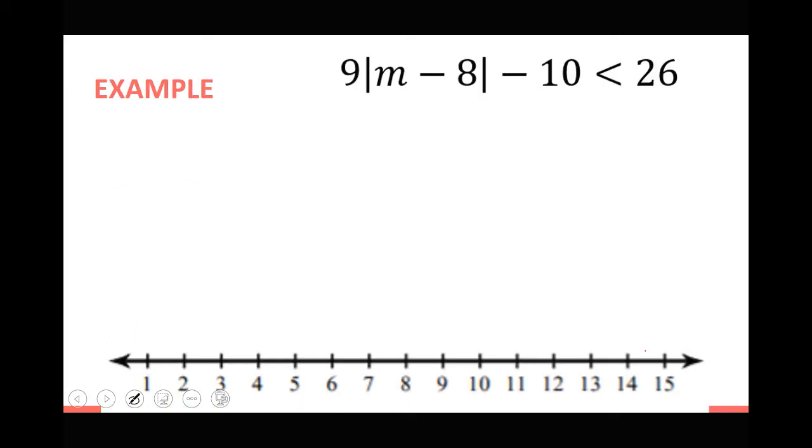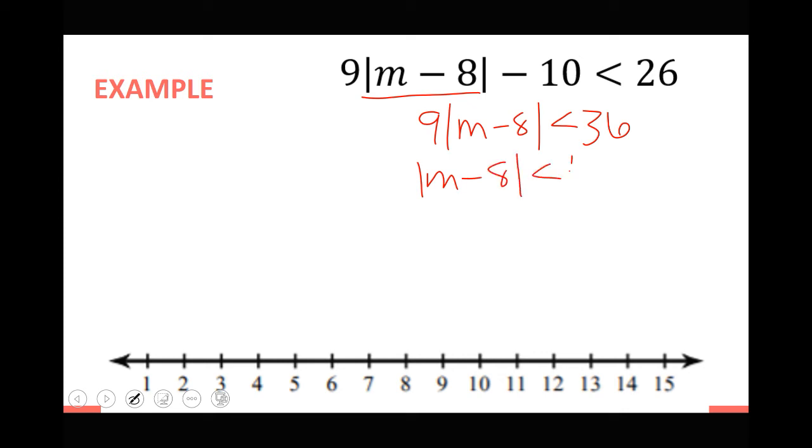Okay, let's look at one more. On this one, same steps. I want to isolate this part, so I'm going to start by adding 10 to both sides. Just to save space, I'm not going to write out each part. So we have 9 times the absolute value of n minus 8 is less than 36. Divide both sides by 9. That gives us the absolute value of n minus 8 is less than 4.